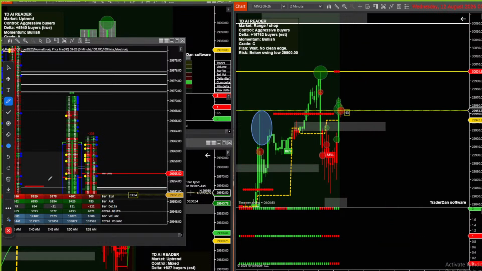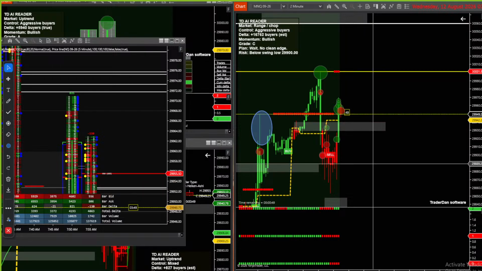The bulls are in control. The longs are in control. However you trade, aggressive buyers are aggressively buying this.